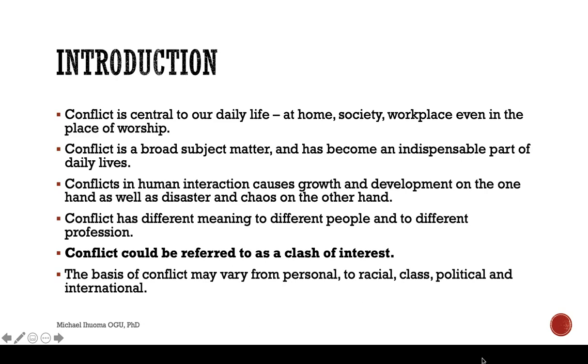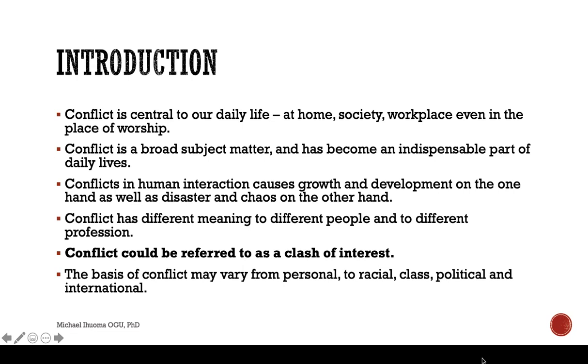Now, conflict is central to our daily lives. There's hardly any of us who hasn't been in a conflict situation, whether individual, or at home, in the larger society, in our workplace, or even in the church, in religious environments, or in the mosque, as the case may be. So conflict is a very broad subject matter which has become indispensable. We can hardly do without conflict in our daily lives, and that is because of the nature of man. Our interaction with one another in groups as individuals, and in several other things that we find ourselves engaging in. So conflict, of course, on one hand, can cause growth and development.